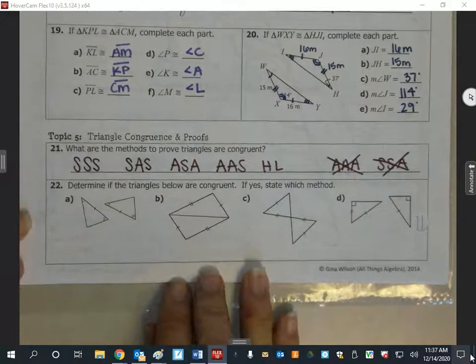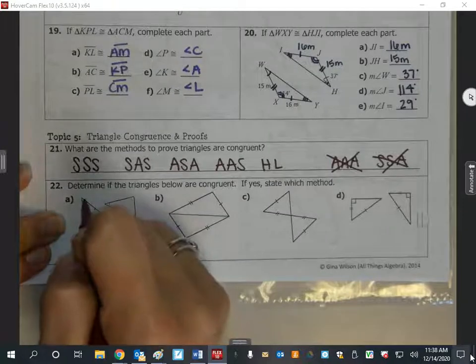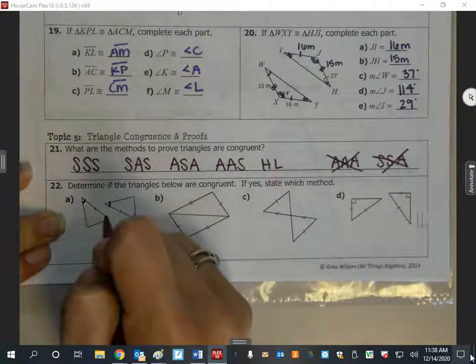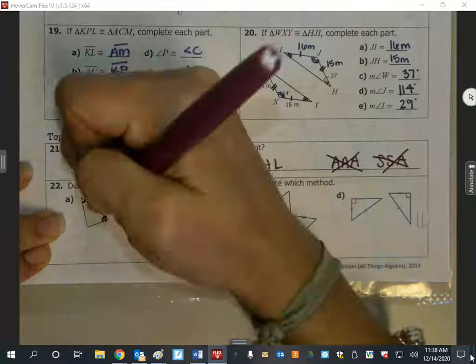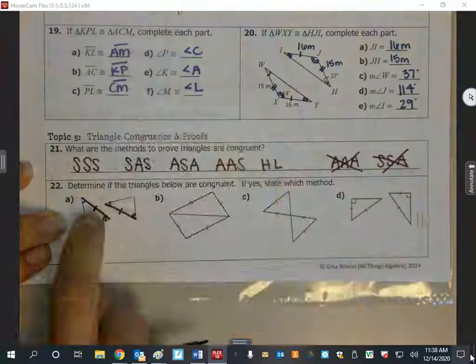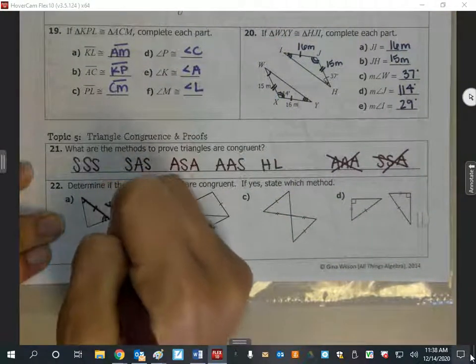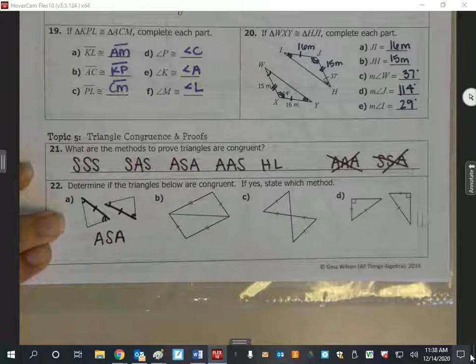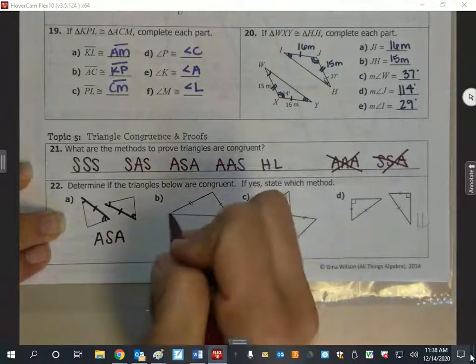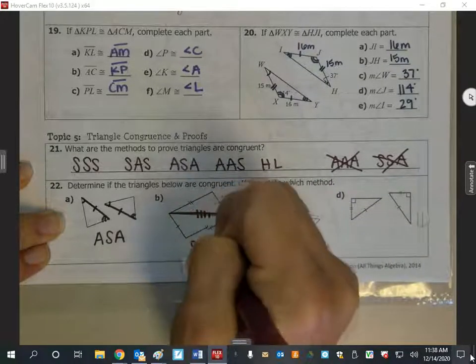All right, last but not least on this video, let's talk about part A. Take a look at A. You have an angle, another angle, and the side in between them that is congruent. So since the congruent side touches both of the angles, this is angle, side, angle. What would B be? Hopefully you see that this shared side in the middle becomes the third side that is congruent by side, side, side.